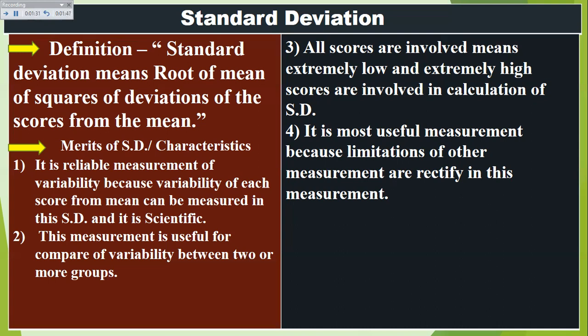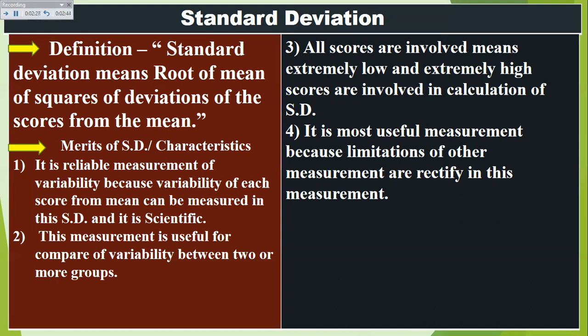Let us discuss the merits. Standard deviation is a reliable measurement of variability. In variability, there are four measurements: range, standard deviation, average deviation, and quartile deviation. Among these four measurements, standard deviation is reliable because the variability of each score from the mean can be measured in it. And also it is a scientific measurement.